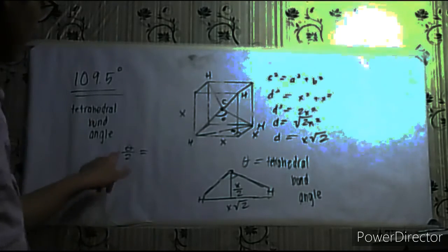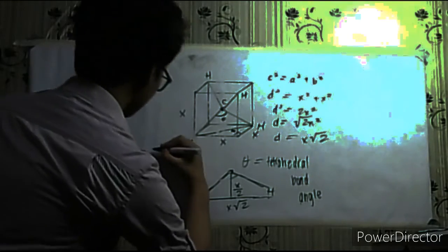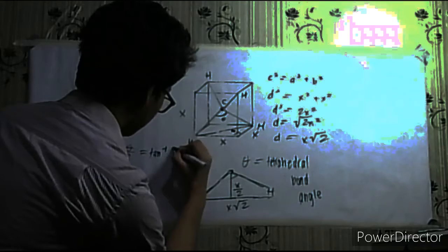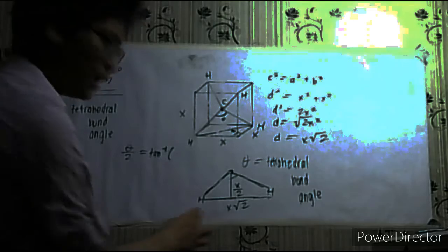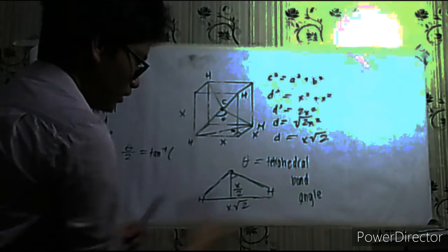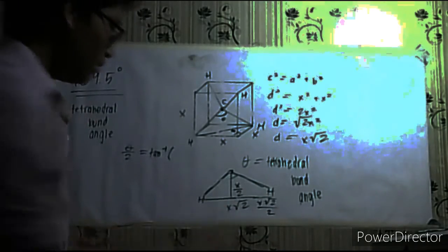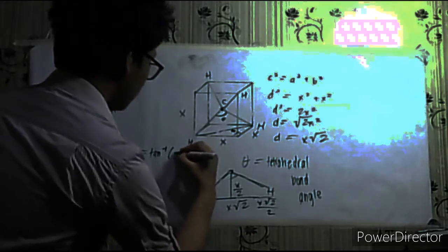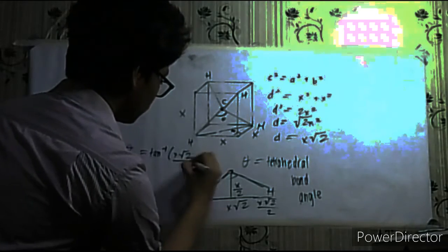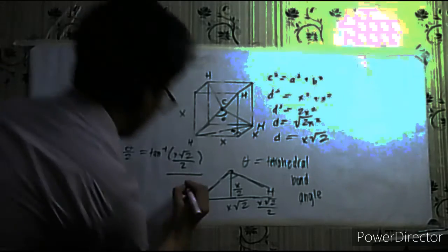We can just use theta over 2 is equal to inverse tan. Opposite, what is the opposite? So remember that x square root of 2 is equal to this whole segment here. So this segment alone is equal to x square root of 2 over 2, okay? So the opposite is x square root of 2 over 2 over x over 2, okay?